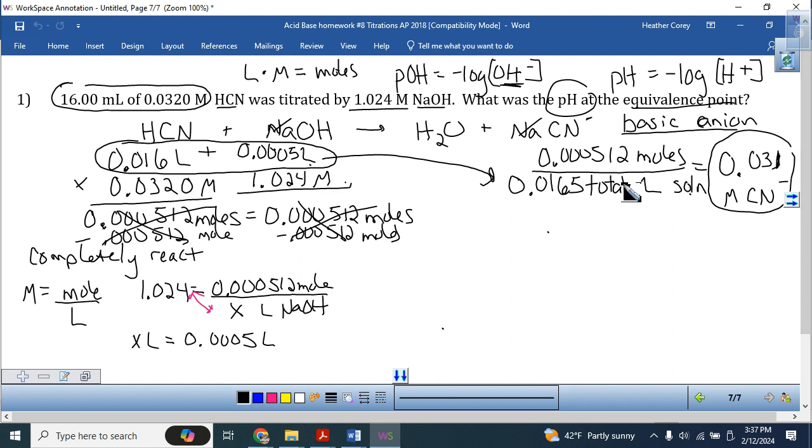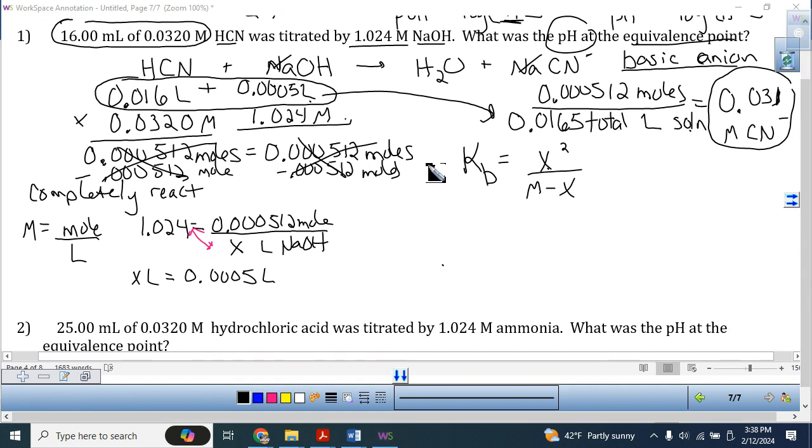Because this is a base, I need a KB. I need a KB because I'm going to use my shortcut. At this point in time, essentially this is a salt problem. This is a basic salt at this point. And so we're going to solve it like we would any other salt problem. Because it's a basic salt, we use the KB. KB equals x squared over the molarity minus x. Okay, we can do it that way. We could also write out an ice table if we really wanted to. I'll just show you what that would look like.